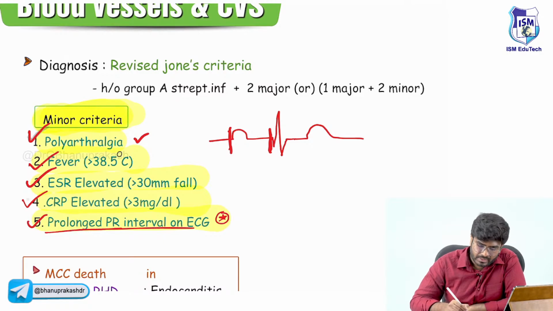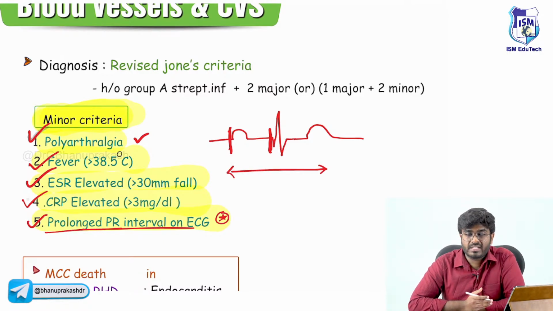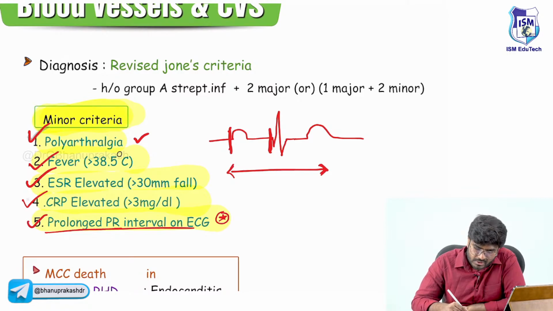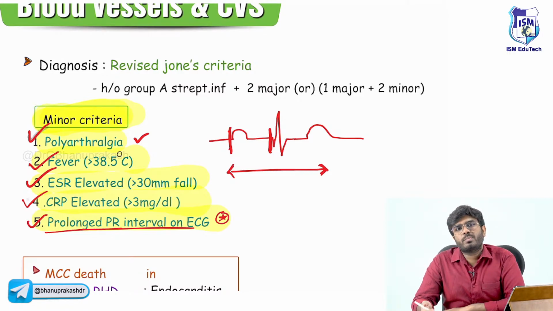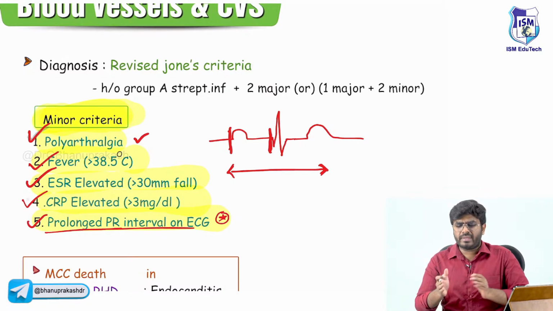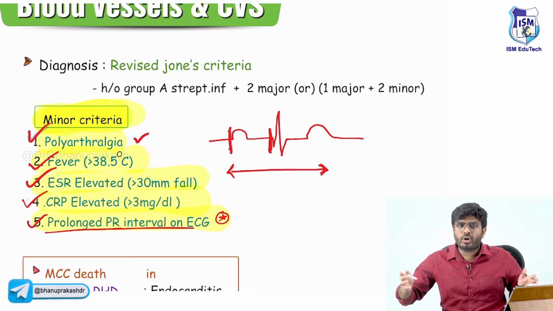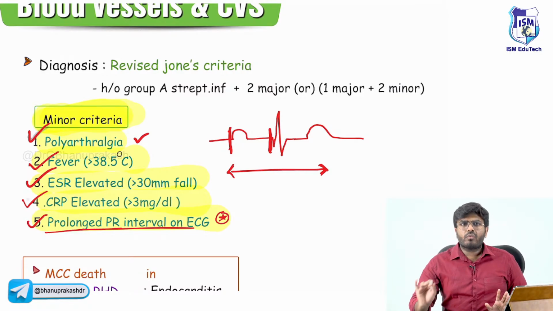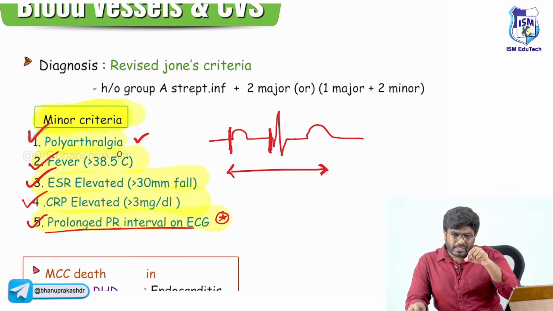If this PR interval is prolonged to more than 0.2 seconds, normally it is 0.1 seconds, sir. If it is more than 0.2 seconds, then it is called a prolonged PR interval. In medicine you will study why there is prolongation of the PR interval: it is because of the Aschoff nodules deposited in the conduction pathway. So the PR interval is going to be prolonged. But I don't want you to know all these minor details.